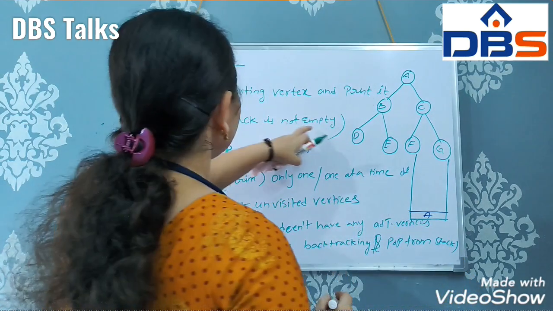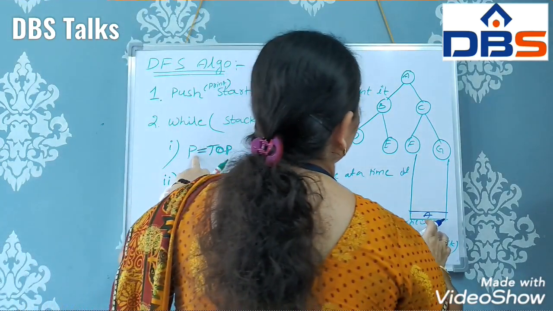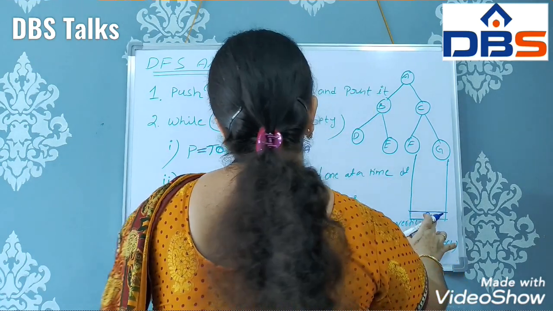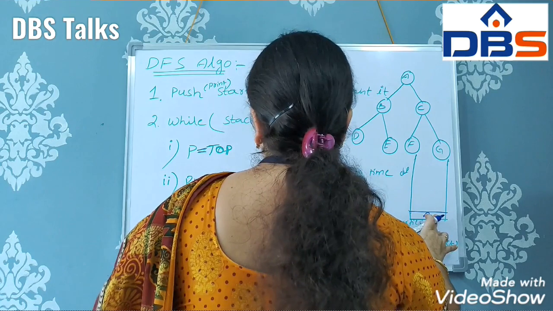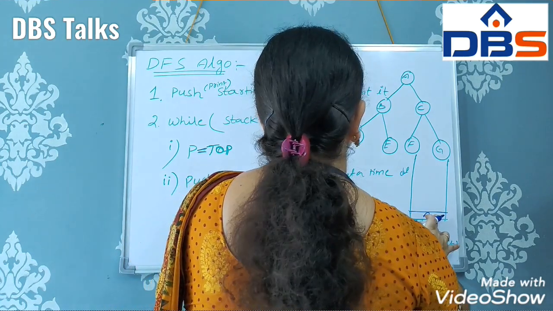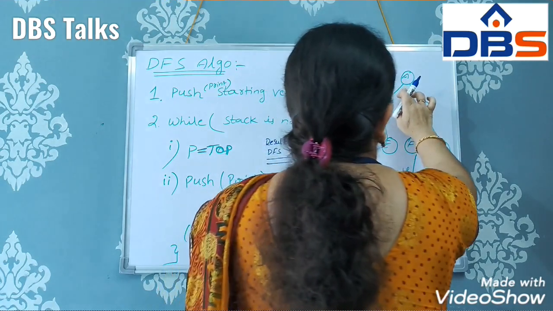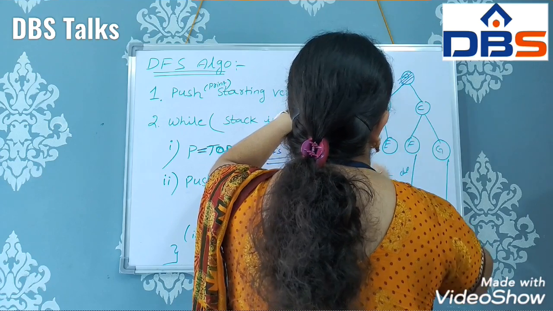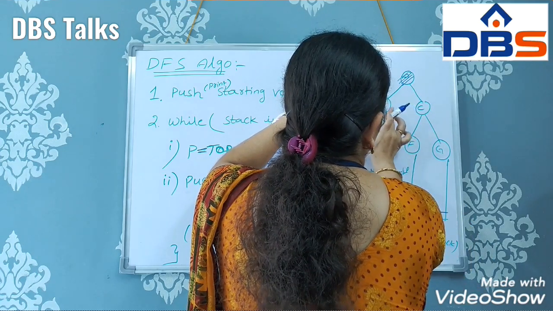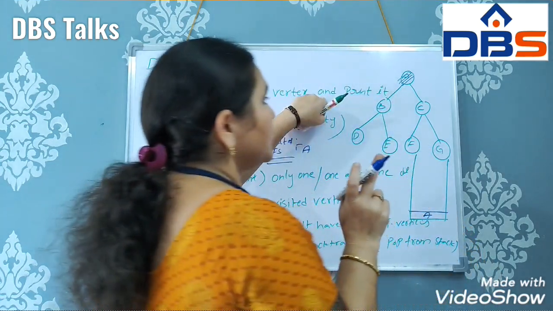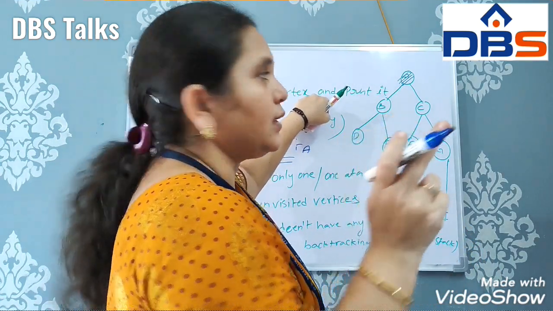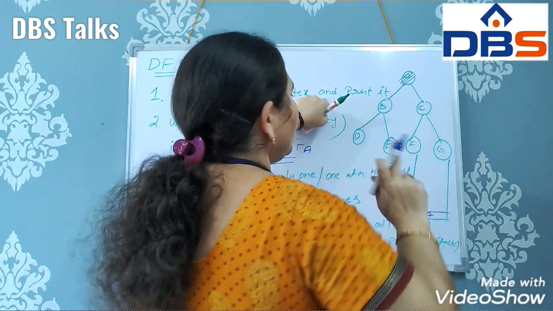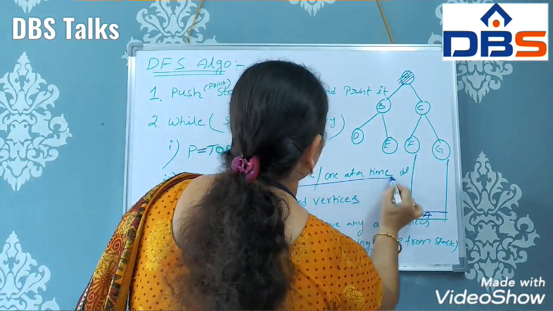Then while the stack is not empty. No, it is not empty; already we have inserted the element. Then push only one adjacent unvisited vertex of A. A is already visited. So what are the adjacent vertices of A? B, C. We do not consider all connected edges of a particular vertex, only one. You have to remember this point in DFS.